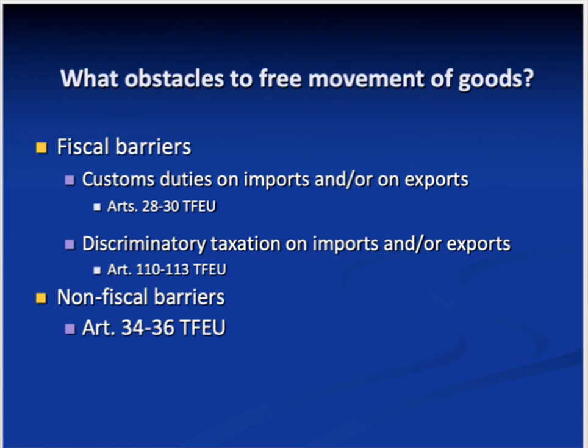The treaty also prohibits discriminatory taxation. And here we need to look at Article 110 TFEU, which provides that no member state shall impose directly or indirectly on the products of other member states any internal taxation of any kind in excess of that imposed directly or indirectly on similar domestic products. Furthermore, no member state shall impose on the products of other member states any internal taxation of such a nature as to afford indirect protection to other products.